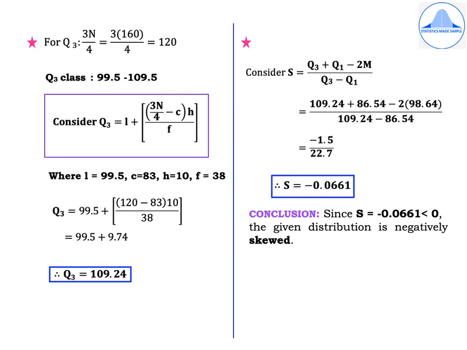Now substituting the values of Q1, Q3 and M in Bowley's coefficient of skewness, we get S equal to 109.24 plus 86.54 minus 2 into 98.64 divided by 109.24 minus 86.54, which is equal to minus 1.5 divided by 22.7. So you get S equal to minus 0.0661. Conclusion: since S is equal to minus 0.0661 is less than 0, the given distribution is negatively skewed.